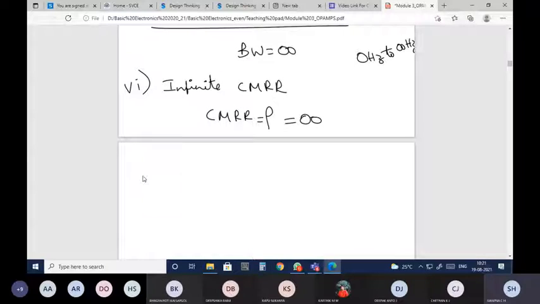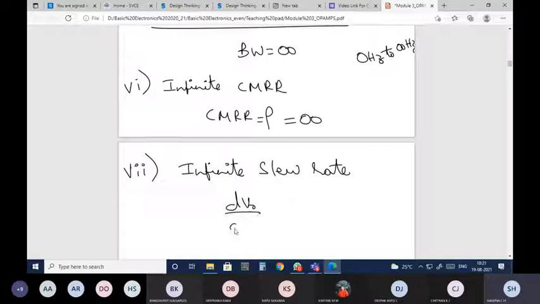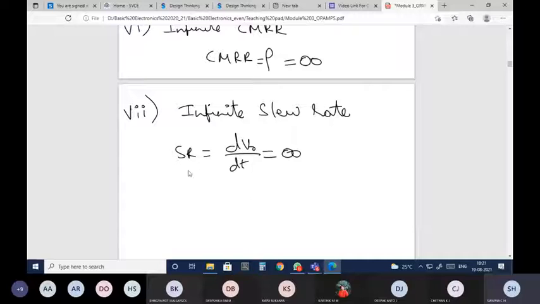The next one is infinite slew rate, dV naught by dt. Slew rate SR ideally should be equal to infinite, because the time required to change the output should be very less. So SR will be equal to infinite.